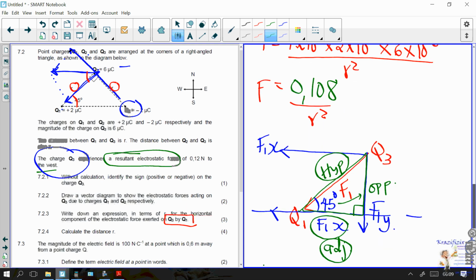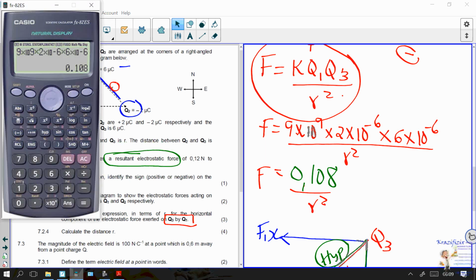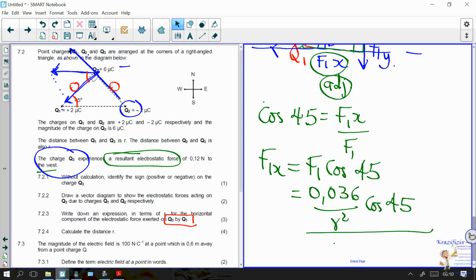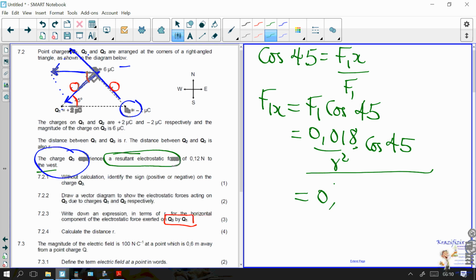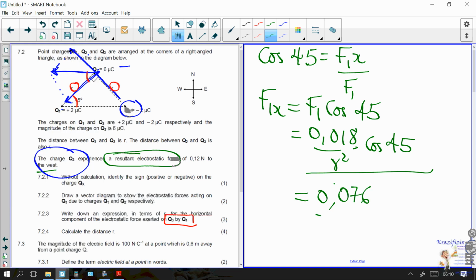All right. Now that cos 45, multiplied by cos 45. So answer cos 45. We're going back there. 0,076. All right. This should be 0,076. I repeated a 2 while I was doing that earlier. So what's my answer? My answer is 0,076 over r squared. That's my F1x, and that's my answer there.